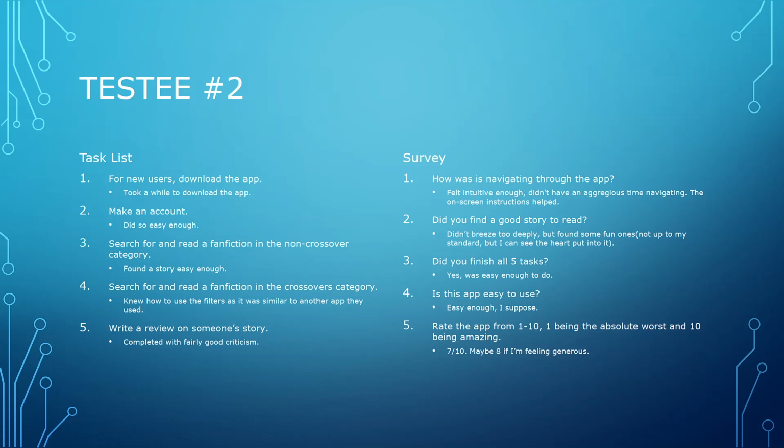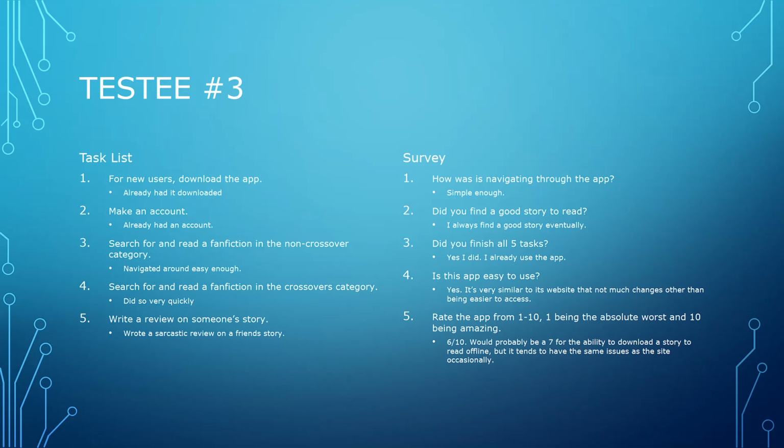As for number 2, they took a while to download the app. Their phone was a bit slow. They made an account easy enough, and they found a story easy enough, along with figuring out how to use the filters to find a crossover pretty easy. The review they left was fairly good in criticism. They felt that the navigating was intrusive enough. They didn't have that hard of a time doing it, and the on-screen instructions helped a lot. They found some good stories that were fun for them. They did all 5 tasks, they found it easy enough, and they rated it a 7, 8 if they were feeling generous.